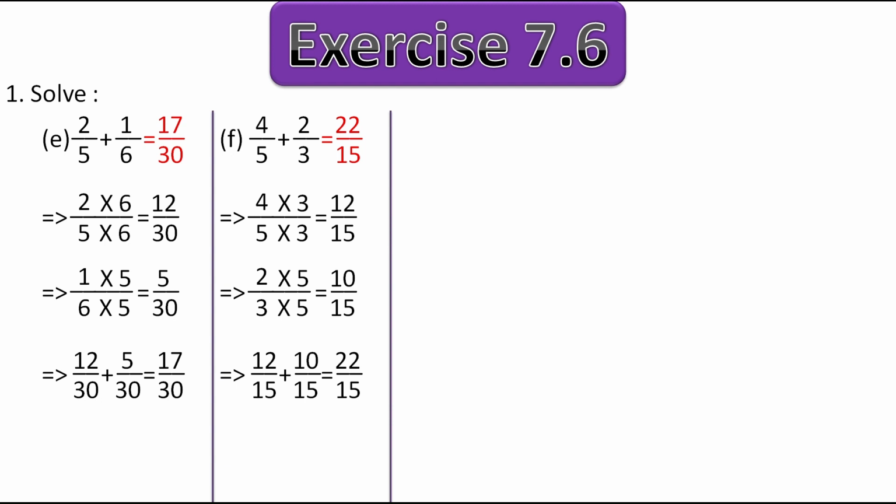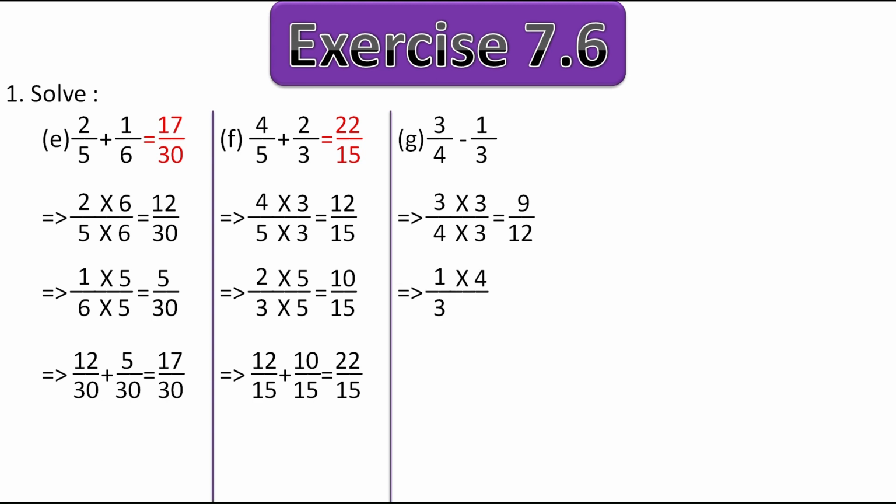Now next G1, that is 3 upon 4 minus 1 upon 3. Again we have denominators as co-prime numbers. So 3 upon 4, I have to multiply it with 3. I got the answer as 9 upon 12. I'll take now 1 upon 3 and multiply it with 4, so I got the answer as 4 upon 12. Now let's subtract: 9 upon 12 minus 4 upon 12 will give you the answer as 5 upon 12.